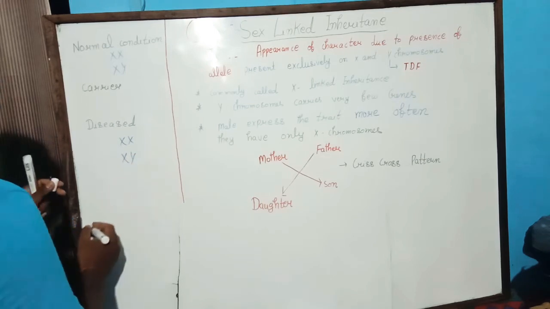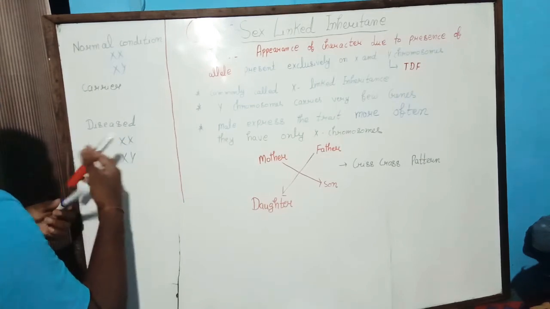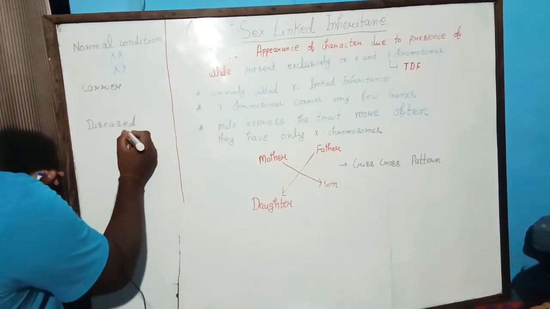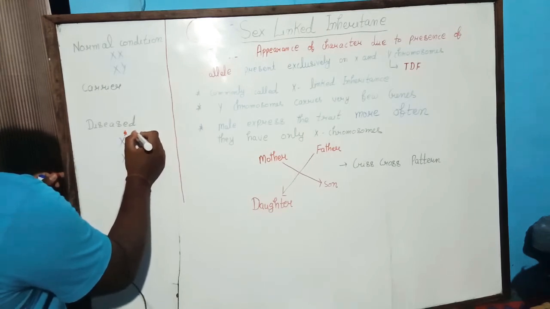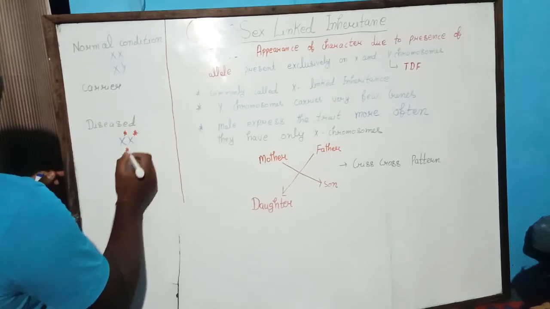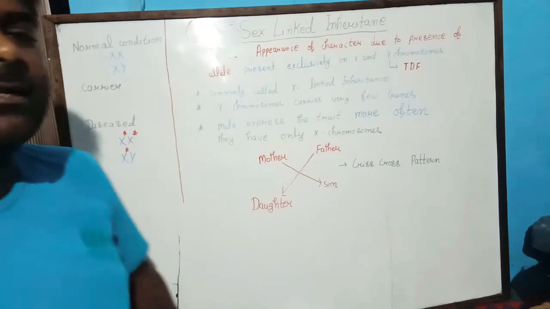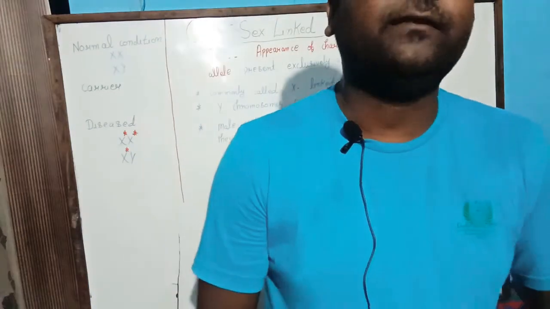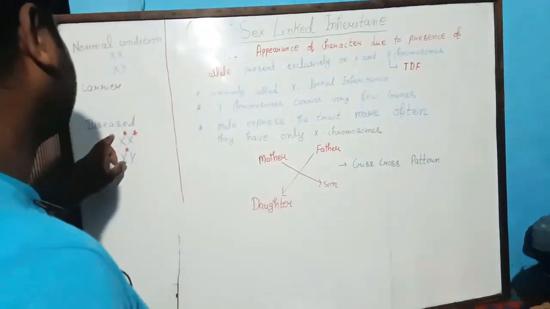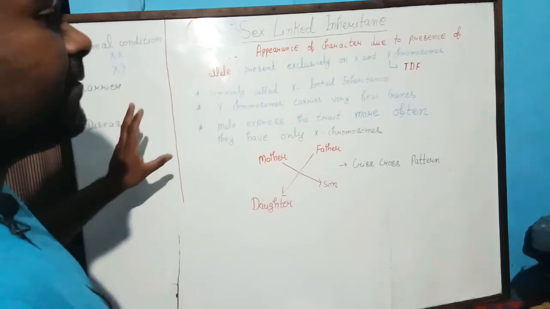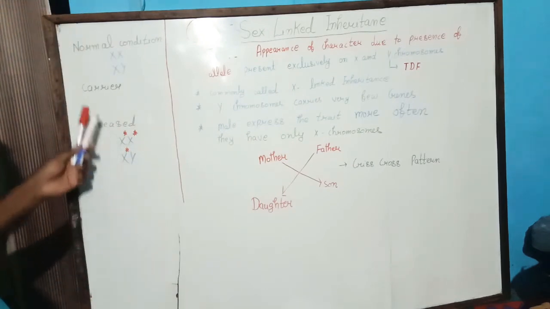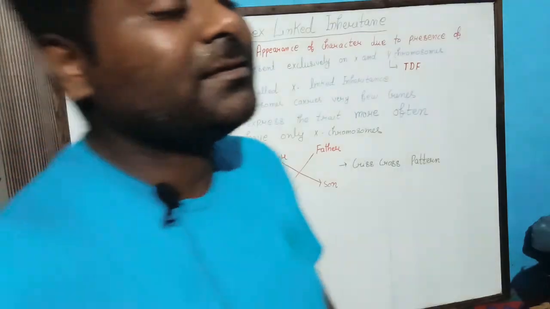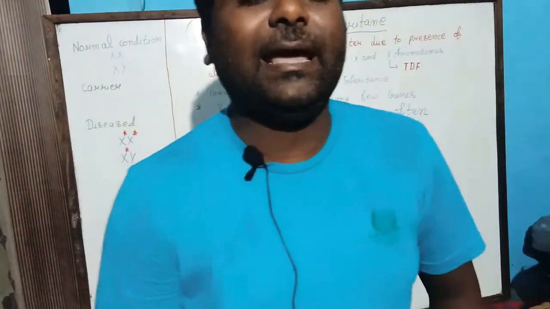When they carry defective genes, we are showing defective genes by the star. Because we are talking about only X chromosomes, the Y chromosome is not carrying defective genes or factors or alleles, so we leave the Y chromosome. We are showing stars for the diseased condition. And there is one intermediate condition, that is, my dear students, carrier.